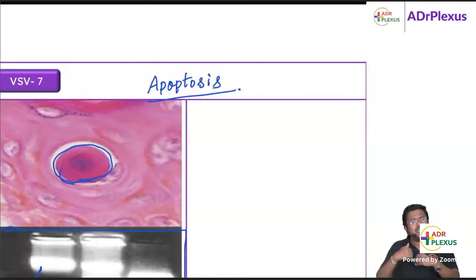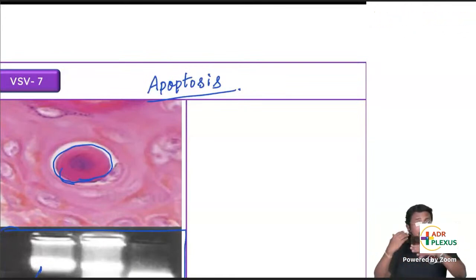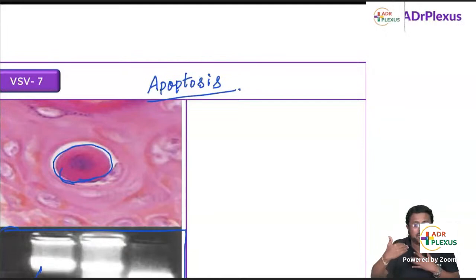Then pathologically, where can you get apoptosis? You get apoptosis when a cell is damaged by radiation, chemotherapy, or chemical-mediated mutation. The body will not allow that cell to divide, so that cell will go in for apoptosis.